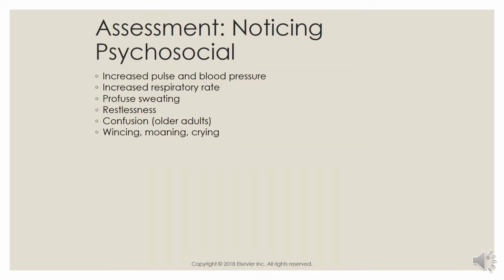There are some things to take into consideration when evaluating pain. Do they have an increased pulse and blood pressure? They may be in pain. Are their respirations increased? Are they sweating profusely? Are they restless? And in older adults, they may be confused. Are they wincing, moaning, or crying? All of these might indicate pain, and they can be psychosocial indicators of pain.